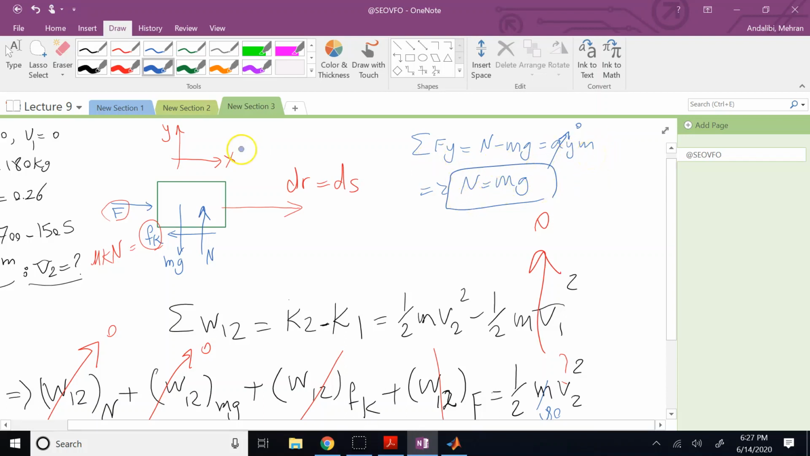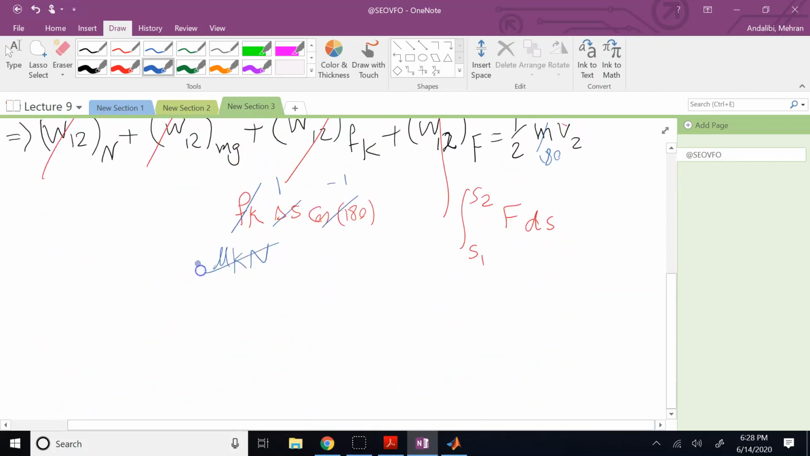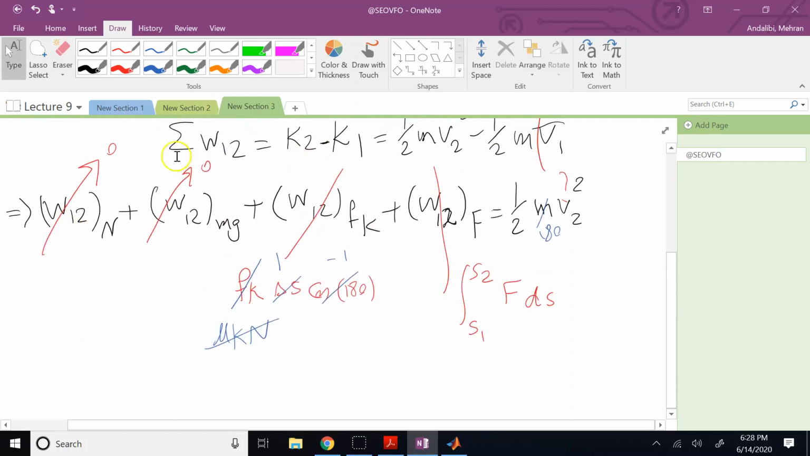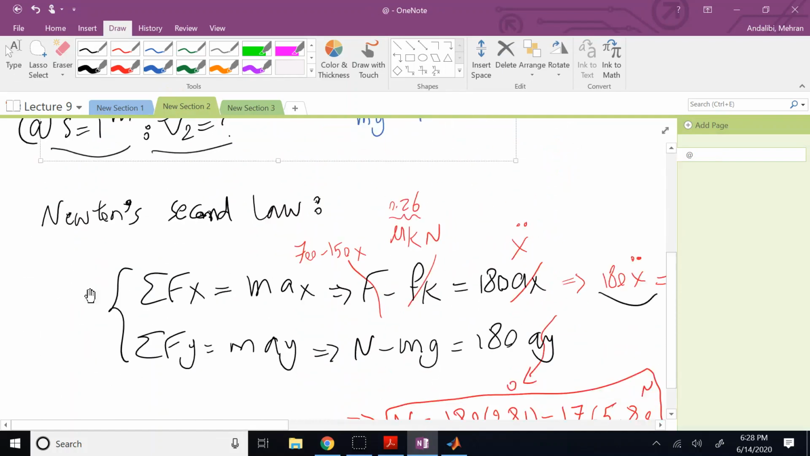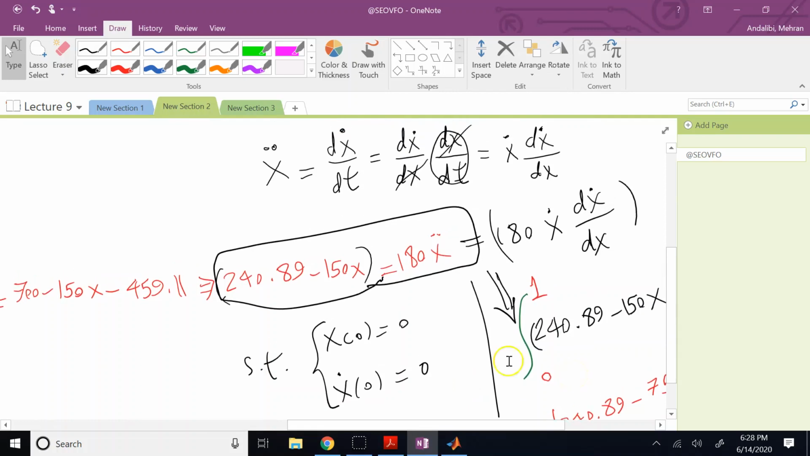That's one thing. The other thing is, whenever you do work energy, I still always want you to draw what? The free body diagram and the coordinate system. Okay? So this is that number that we found, 0.26 times that, which was, what, 400 something? See if I can find it, 459.11.